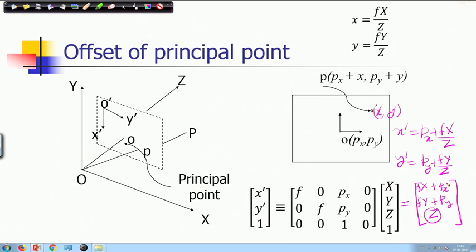So finally, x prime can be represented as, sorry, this is Px z and Py z. When I divide this by z, it would be Px plus f x by z, and similarly for the y coordinate, Py plus f y by z. So, this is equivalent to this coordinate system. So, this is how the shift of the origin in the image plane affects the projection matrix.